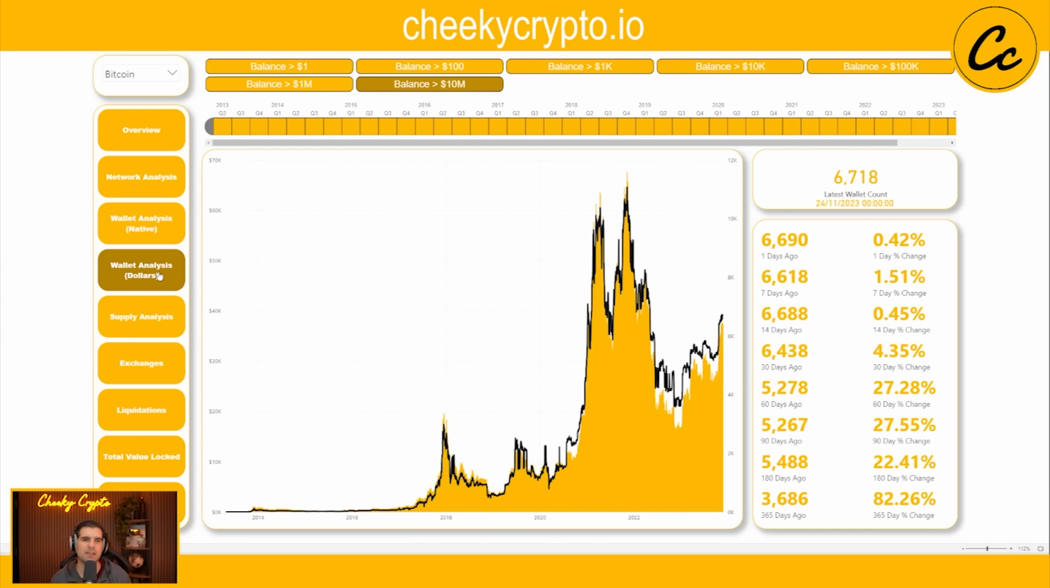Moving over, we can take a look at wallets that have dollar value rather than native tokens. I don't generally like this view so much. I prefer to look at the native tokens than the dollar value. Dollar values are very subjective. It's the idea that people are going to be investing or purchasing less Bitcoin because Bitcoin is more valuable, I don't necessarily believe in that.